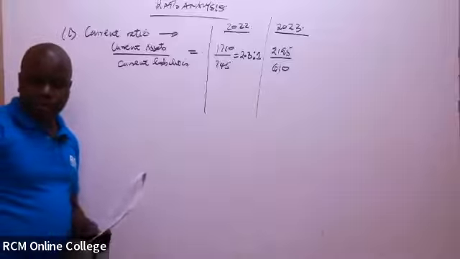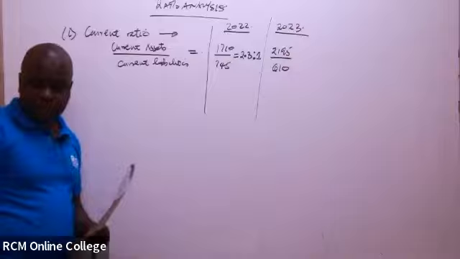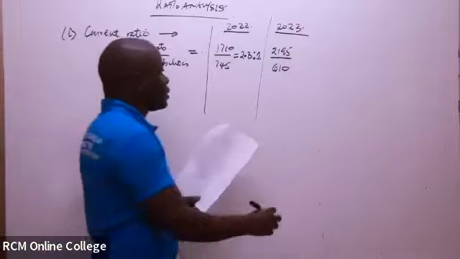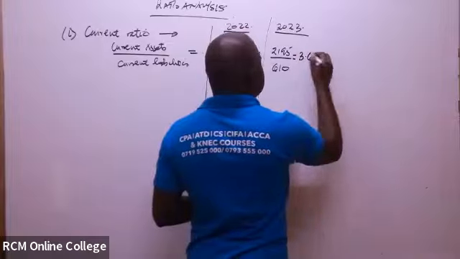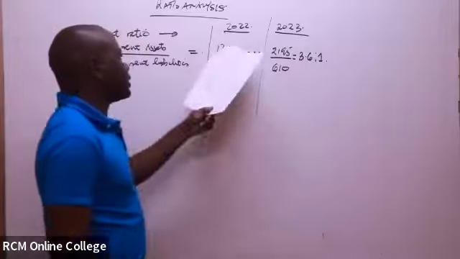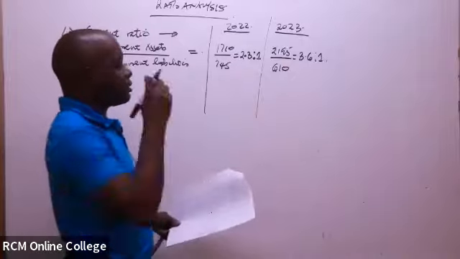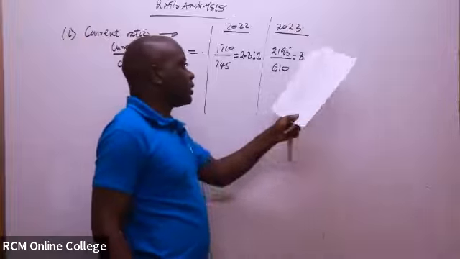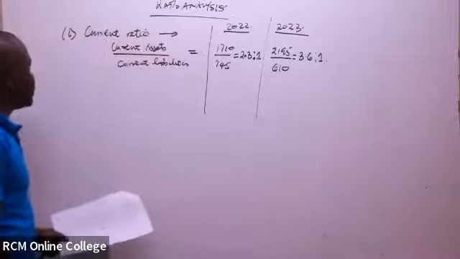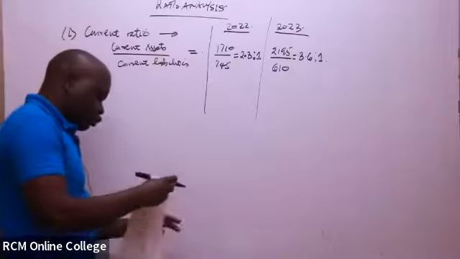You need to round off to the nearest one decimal place, so it will be 3.6 to 1. So it means in this case, the current assets can cover the current liabilities 3.6 times. So the next one, you are called upon to compute the quick ratio.